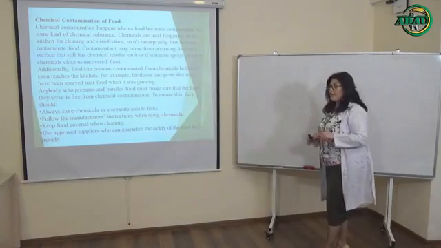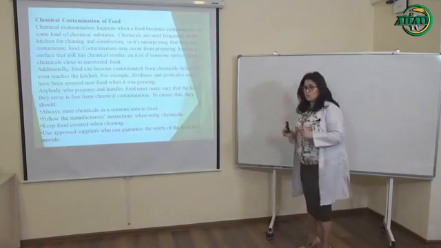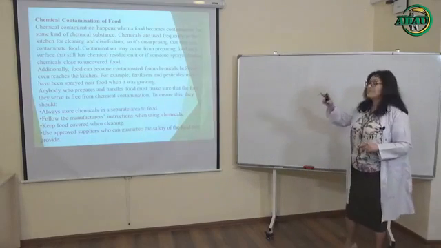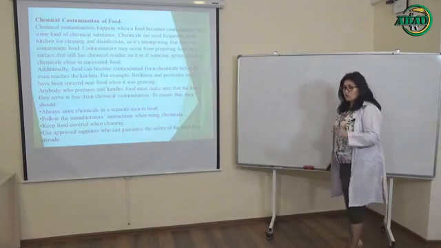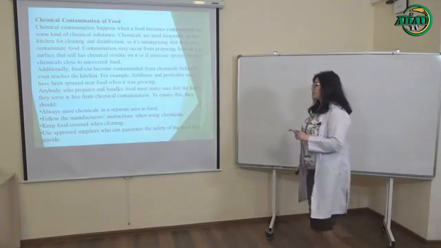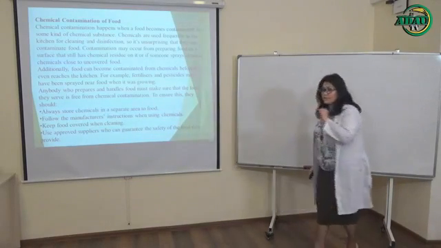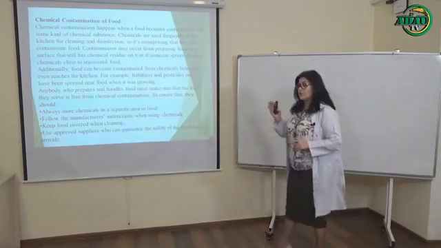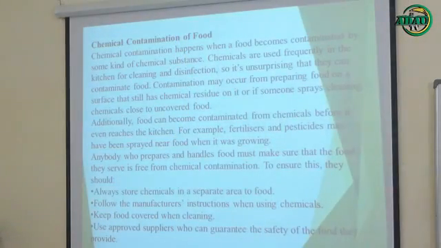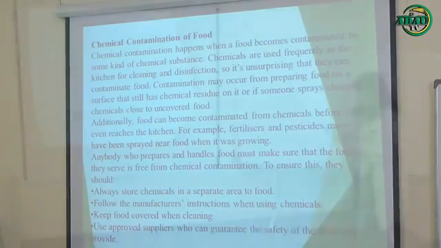Anybody who prepares and handles food must make sure that the food they serve is free from chemical contamination. What do we have to do to ensure this? Always store chemicals in a separate area from food. Follow the manufacturer's instructions on how to use chemicals. Keep food covered when cleaning, even in our kitchens. Use approved suppliers who can give a guarantee for the safety of the food they provide.